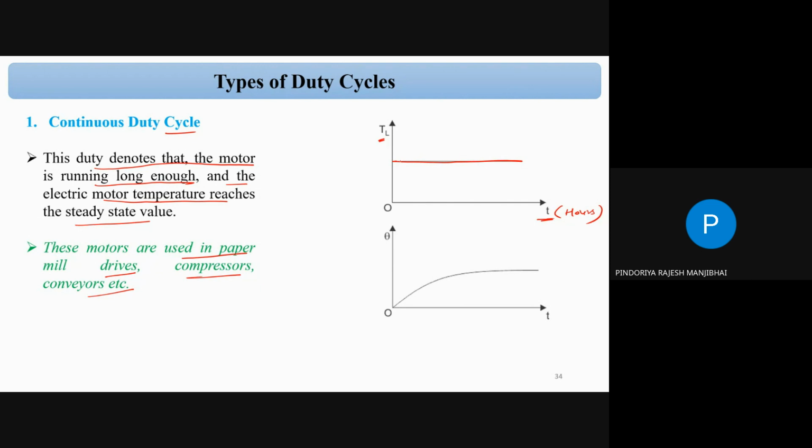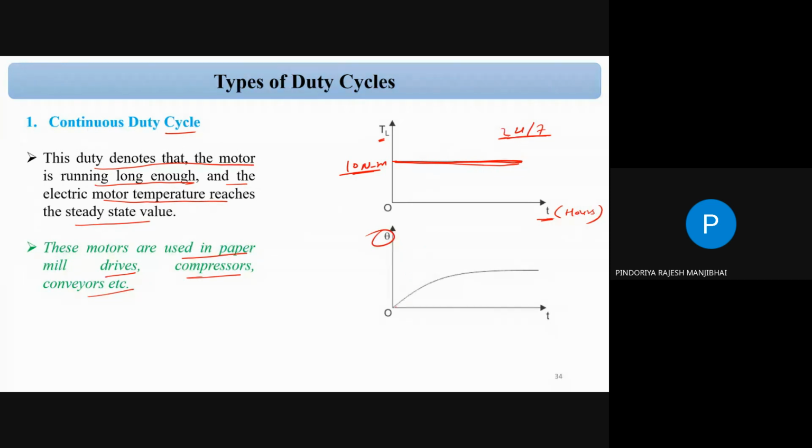So maybe we can say load is a constant, and this load is maybe 10 Newton meter. And we are not changing the load with respect to time, correct? So load is a constant, and we continue to operate this motor 24 by 7. So what is the effect on the temperature, what is the effect on theta? Okay, so on the y-axis there is theta.